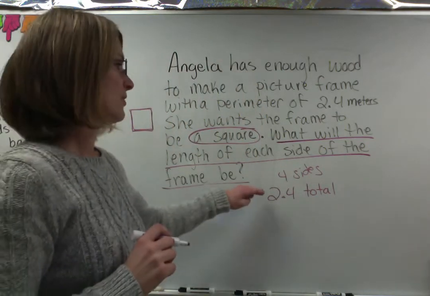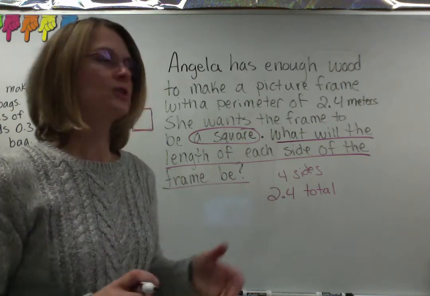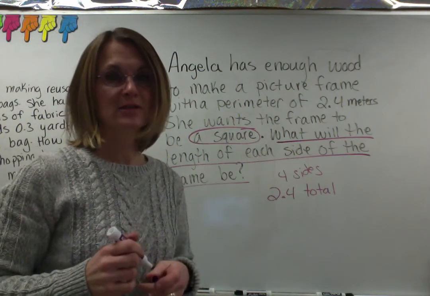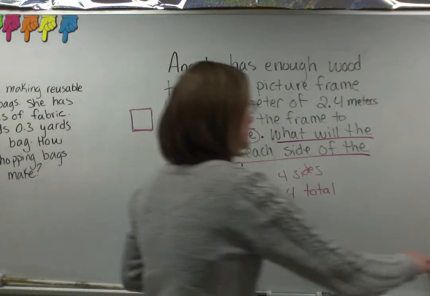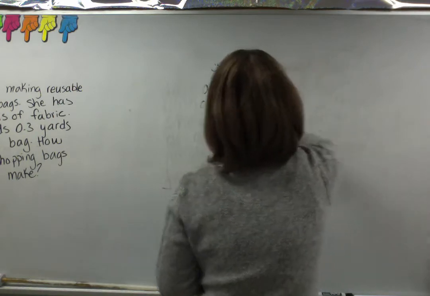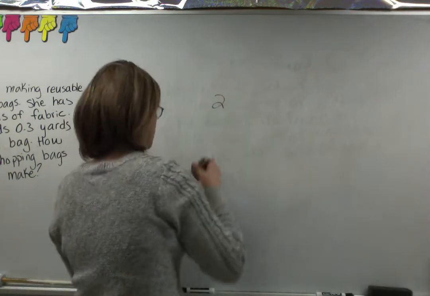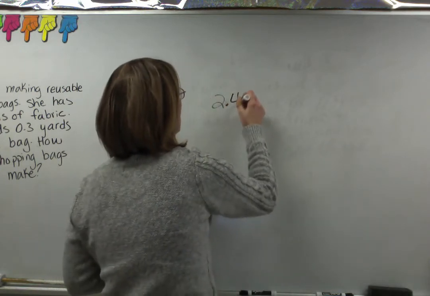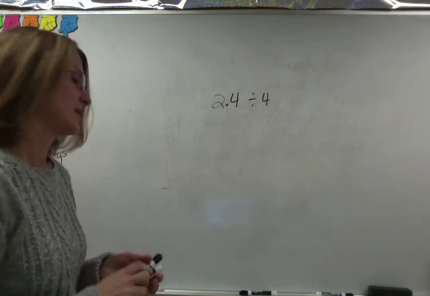So if I'm starting with a total and I need to break the total apart, I'm going to be doing division. And it's a square, so the 4 sides are going to be equal. So I can divide the 2.4 equally by 4. So we're going to do that. I'm going to get rid of this so we have some room to work. So basically our problem is going to be 2.4 divided by 4. So that's what we're going to need to do to get our answer.